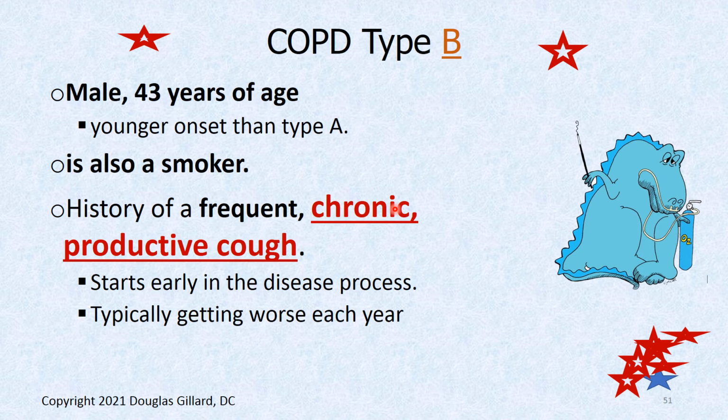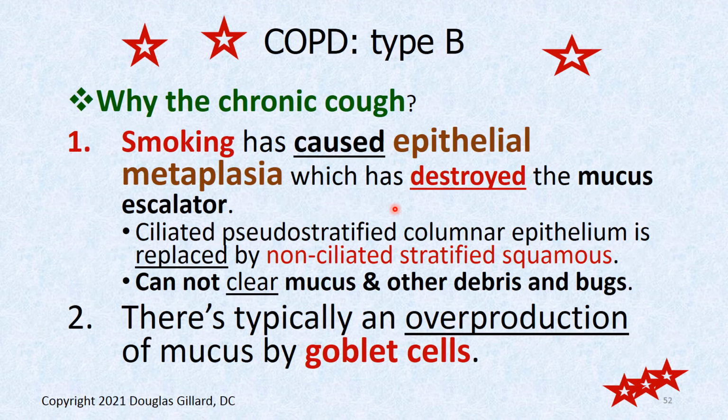The male is typically a little bit younger onset, 43 years of age. These patients are also smokers. They're actually really heavy smokers usually. And these people, unlike type A, they have a chronic productive cough. And productive means there's nasty green stuff coming out. And why do they have a chronic cough?